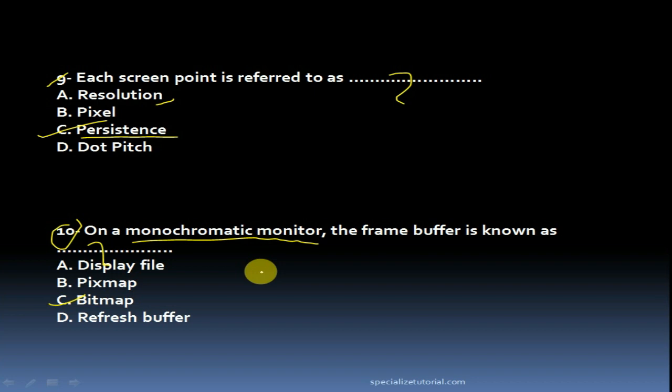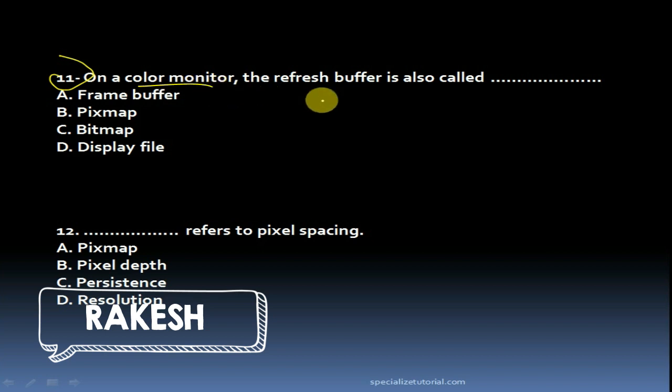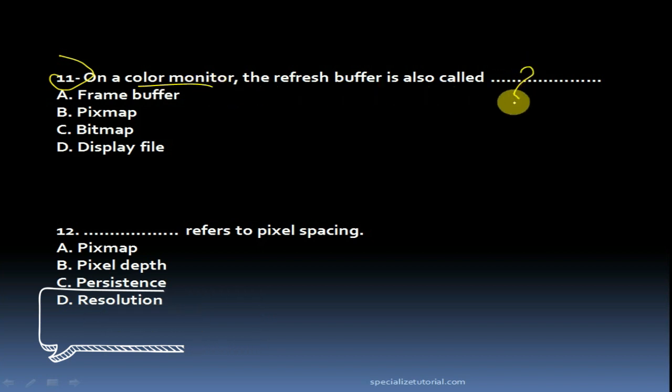Now take the next question, question number 11. On a color monitor, the refresh buffer is called what? Frame buffer, pix map, bitmap, or display file. So basically this is a pix map. Pix map is the right answer.